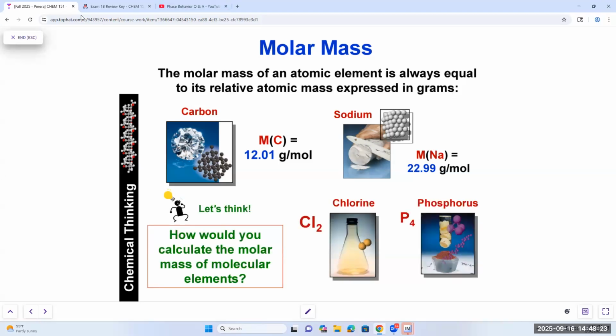But if we have a molecule like this, chlorine, you have 2 chlorine atoms here. The relative mass of 1 chlorine atom is 35.45. Because Cl2 has 2 of them, we multiply that by 2, and that gives us 70.9, right? So 70.9 is the relative mass of chlorine. If you take the gram amount of that, that contains a mole of Cl2. So that's the molar mass of chlorine. I want you to do P4, but maybe on the next page.